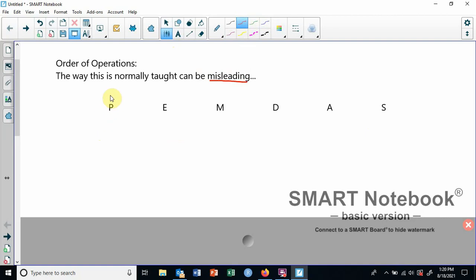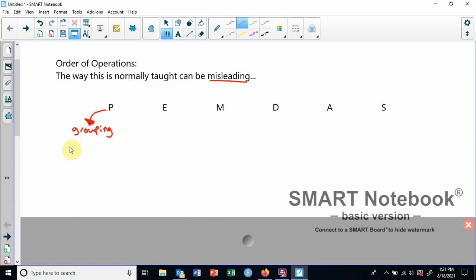Usually they say the P is for parentheses. That is misleading. Instead of parentheses, we need to think of this as all grouping symbols. And when you have a grouping symbol, you go inside of that grouping symbol, and inside of that grouping symbol, you run through the order of operations.